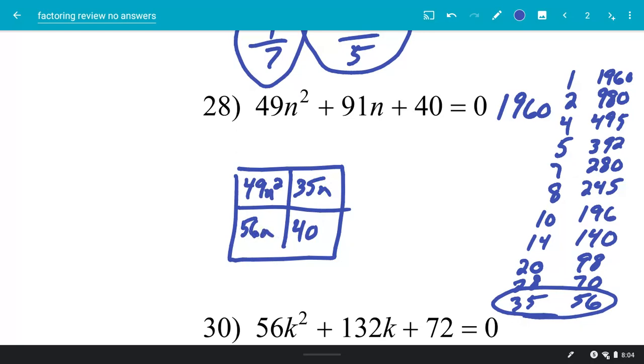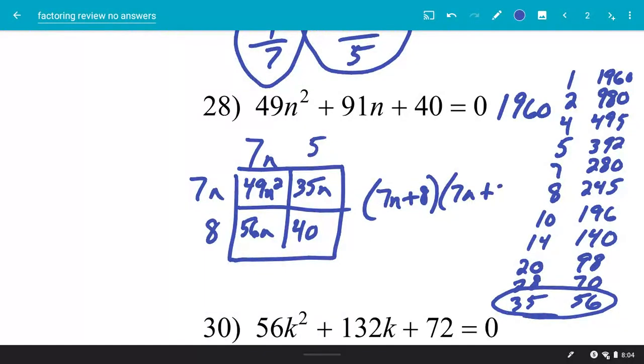All right. GCF out. I can pull out a 7n and an 8. I can pull out 7n and a 5. There we go. So I got 7n plus 8 times 7n plus 5. And my solutions are negative 8/7 and a negative 5/7.